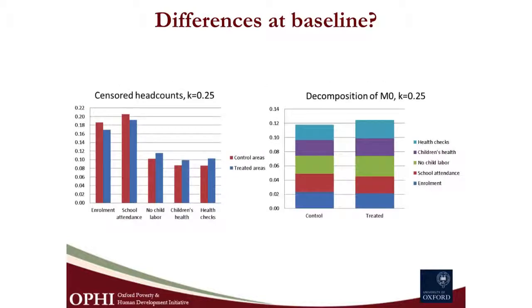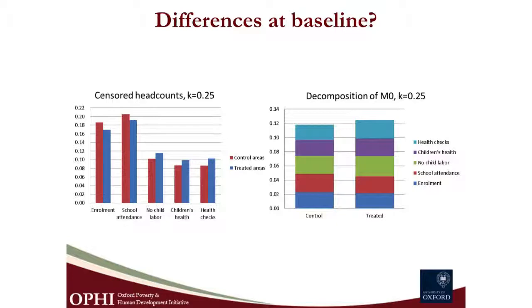For different cases, I'm looking at cases from K equals 0.25 to 1, and no differences. These are normalized weights. Differences at the baseline on censored head counts, assuming K equals 0.25, but I've done it for other cases as well. And again, no significant differences. You see that the treated group has an M0 a little bit bigger, but it's not a statistical difference.